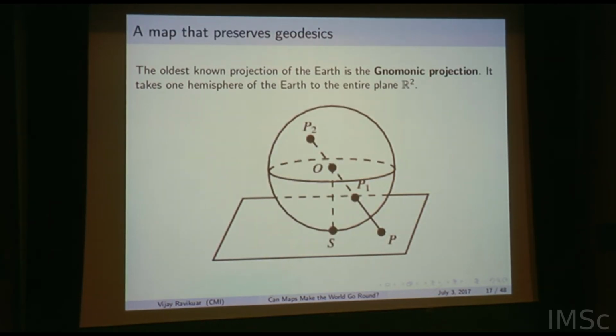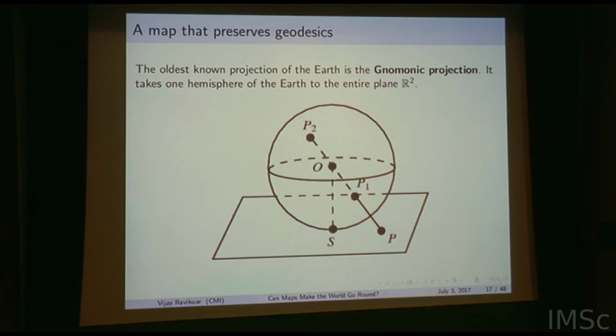OK, so clearly the Mercator doesn't preserve geodesics, except for a few special geodesics, the equator and all the lines of longitude. But there is, surprisingly, a map that does preserve geodesics. This is known as the gnomonic projection. It's the oldest projection we know of. I think it's from the 5th century BC or something. That's the first record of it. There's one problem with it, which is that it only projects a single hemisphere of the sphere, and it projects it onto the whole plane R2. So it's not that useful unless we're dealing with a very small portion of the Earth that we're interested in.